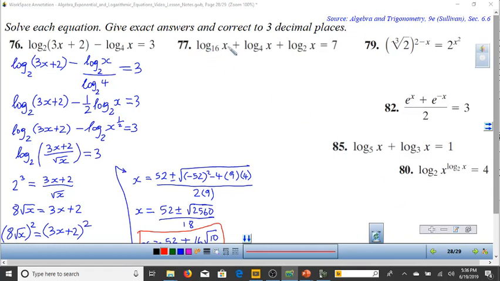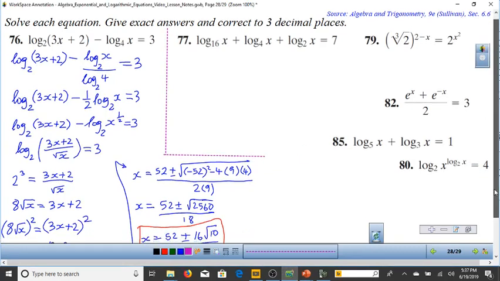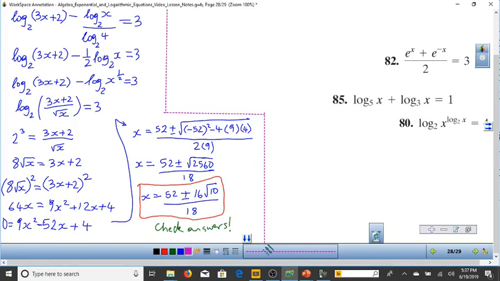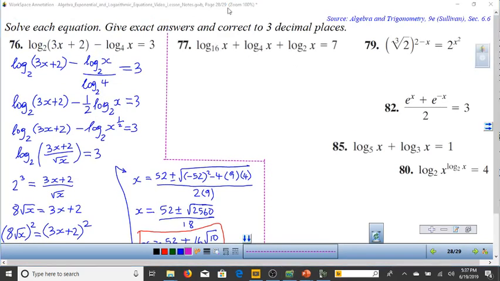In this case, we have log base 16 of x plus log base 4 of x plus log base 2 of x equal to 7. Just as we did in the last case, we're going to go with the smallest base since it's relatively easy to write the other numbers in terms of that base. So we're going to write this guy in terms of base 2. So I'm going to write this as log base 2 of x over log base 2 of 16 plus log base 2 of x over log base 2 of 4.